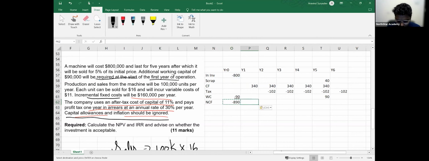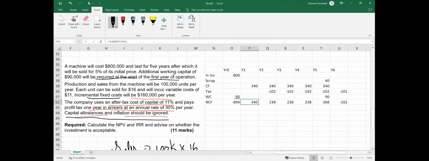Now I copy that formula here, and finally here. Is that right, guys? What do you think? Net cash flows? Anything I've missed out? We took our working capital back. We took the tax, no benefit to be taken. And we took cash flows also.